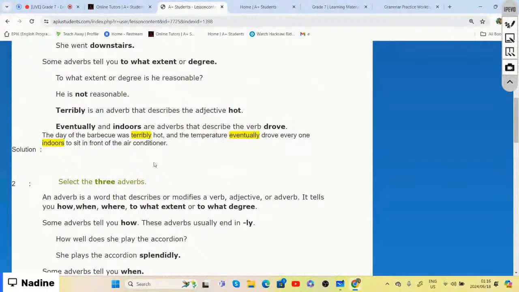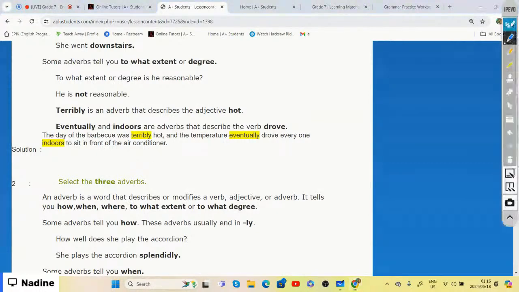And if we were to identify the adverbs within the sentence, then our adverbs are terribly, it's already highlighted. Oopsie. So terribly is our adverb, and it describes the adjective, which is hot.